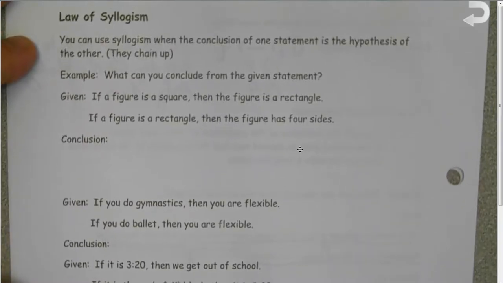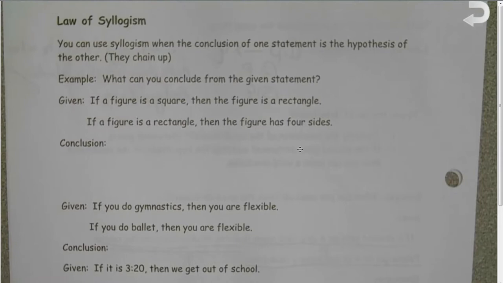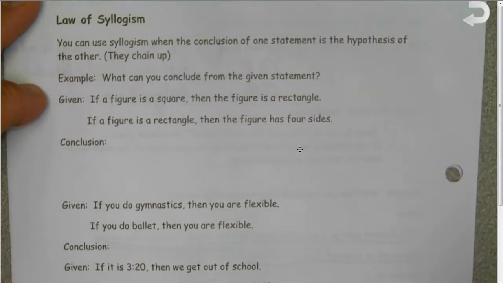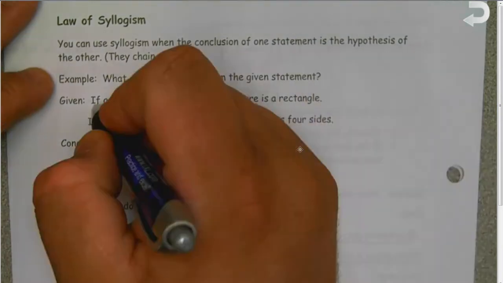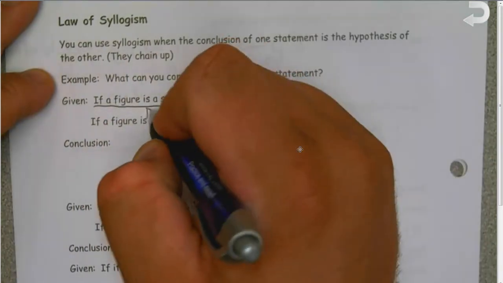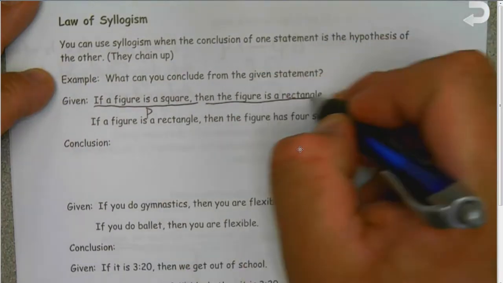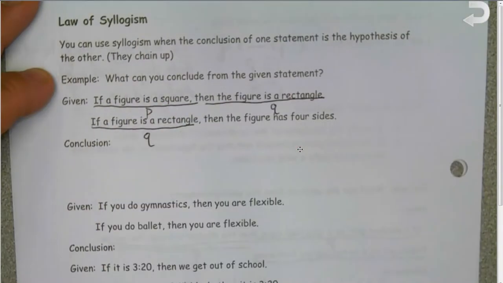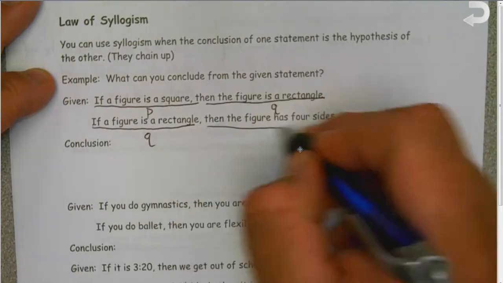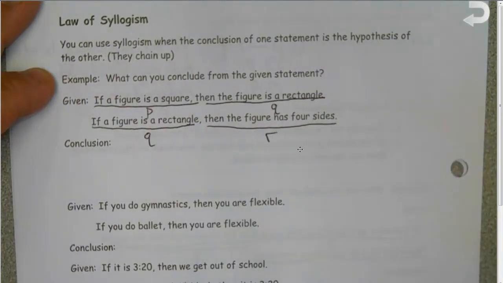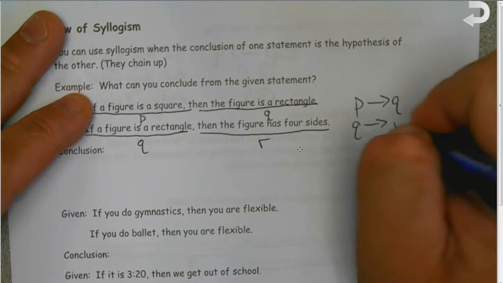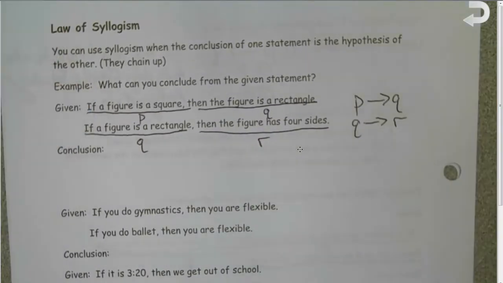The law of syllogism is a little bit different. The law of syllogism has to go in a specific order. And that order is, you can chain up a hypothesis and a conclusion. So if a figure is a square, that's a hypothesis. Then the figure is a rectangle. That's a conclusion. If I reuse my conclusion to get myself to a new conclusion, then I can do things in order. So if I can go from P to Q and from Q to a new R, it's kind of like the transitive property.